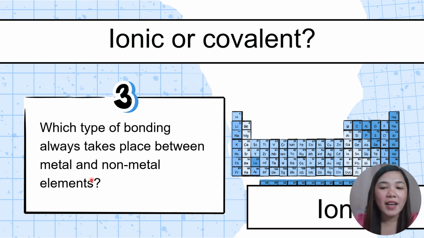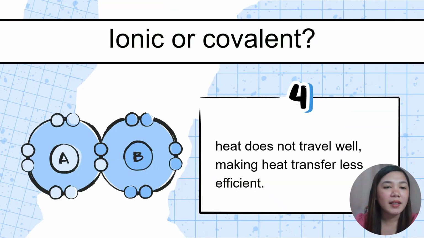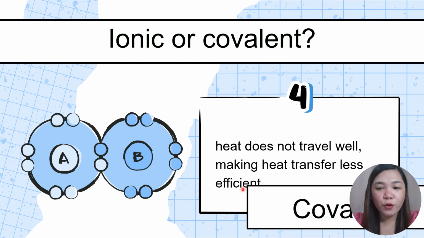The answer, ionic. Very good for those who got it correct. Item number 4, the heat does not travel well, making the heat transfer less efficient. Whose property would it be? The answer there is covalent.